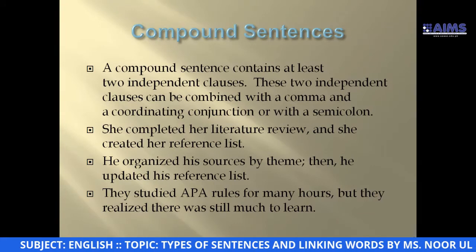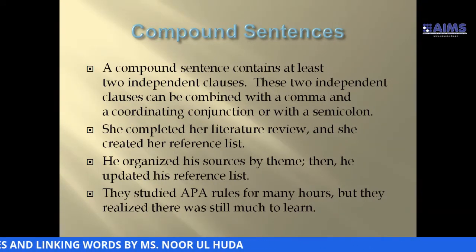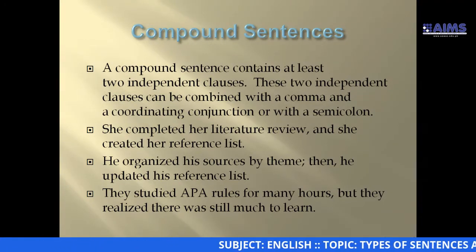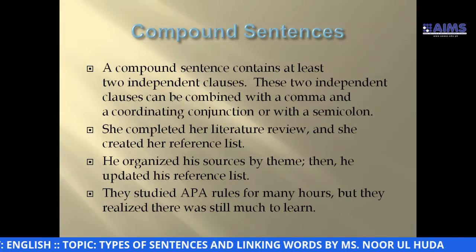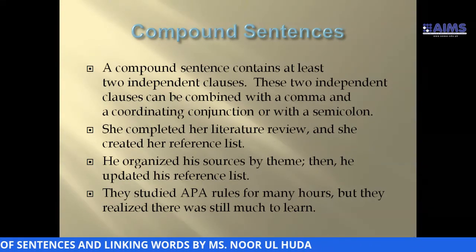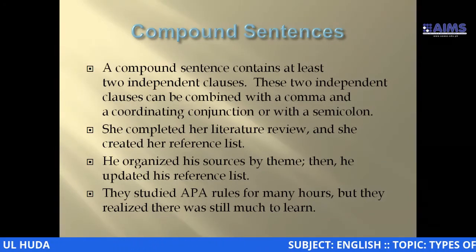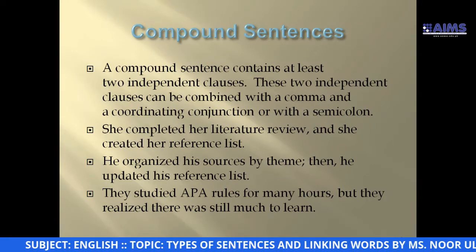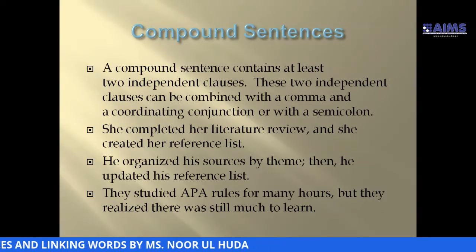When you talk about "she created her reference letter," it is itself an independent clause. Similarly, "she completed her literature review" is also a simple sentence, or you can say an independent clause. But we want to merge both independent clauses into a single sentence, so we can use either a comma and a coordinating conjunction, or the semicolon. Another sentence is written here.